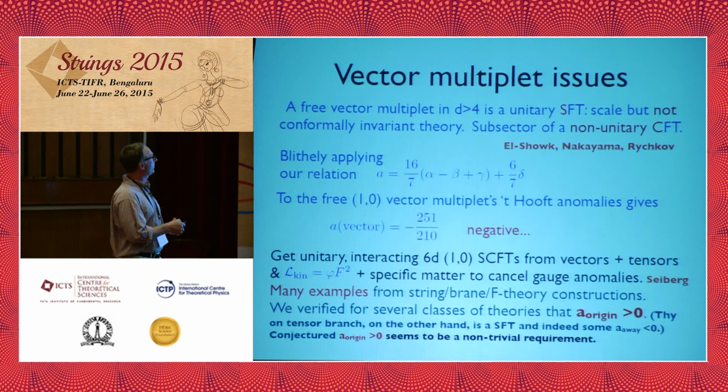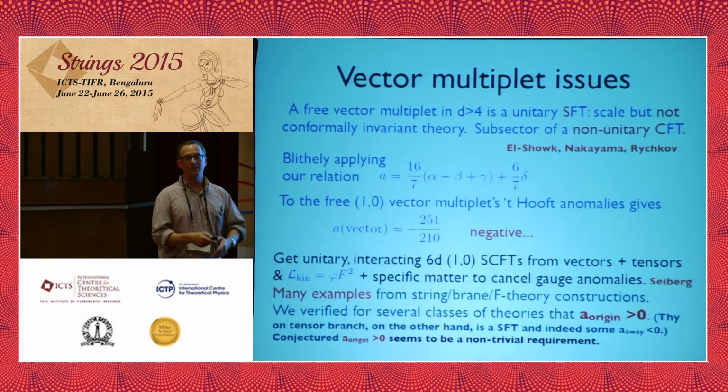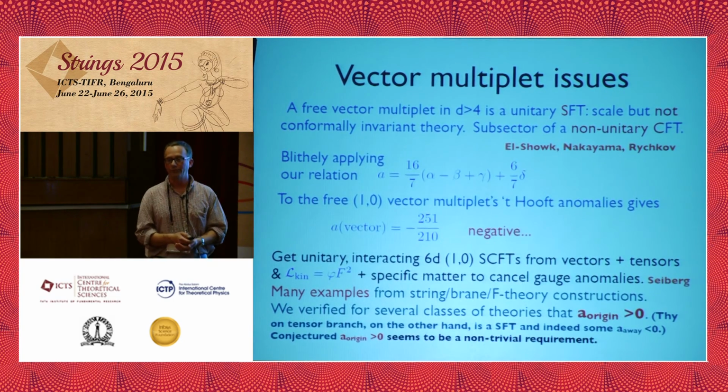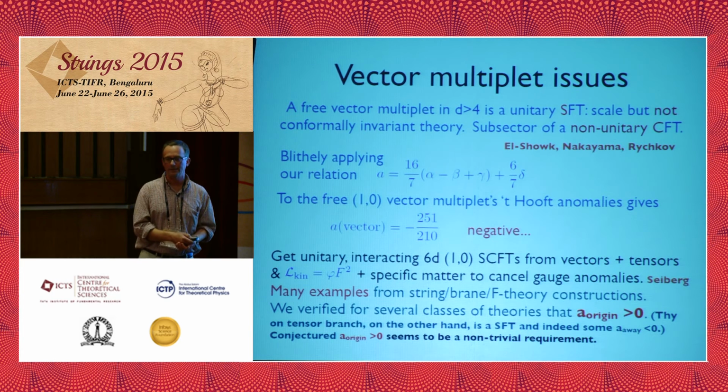But if we blithely apply our relation between A and the 't Hooft anomalies to the 't Hooft anomalies for a free vector field, a free 1-0 vector multiplet, we get this value of A, which is negative. So the fact that it's negative maybe doesn't look good because we expect A to be a height function that counts degrees of freedom. But on the other hand, this isn't a conformal field theory, or we could think about it as a subsector of some non-unitary conformal field theory. So maybe the fact that it's negative is okay.